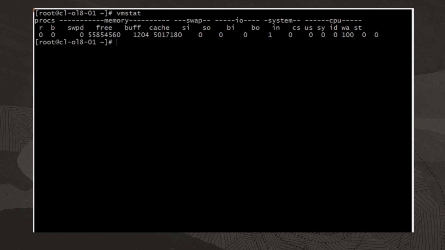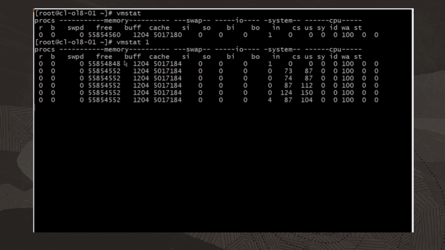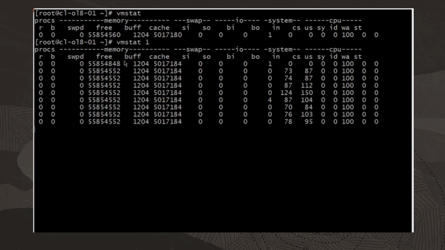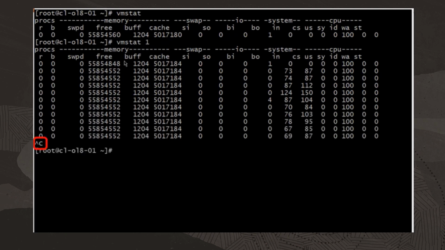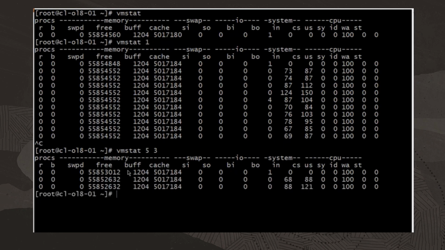To view a continuous report for every second, run the following command. To terminate, press Ctrl+C. vmstat also accepts interval and count arguments. The following example runs 3 reports 5 seconds apart. Additional information can be included by providing different options to the vmstat command.